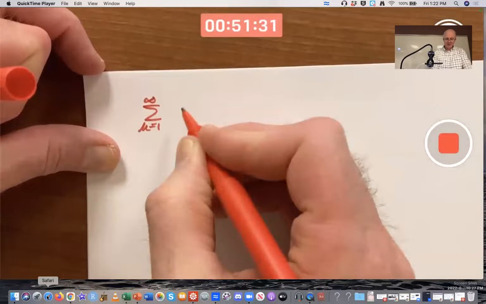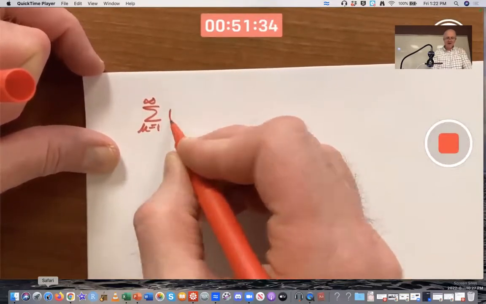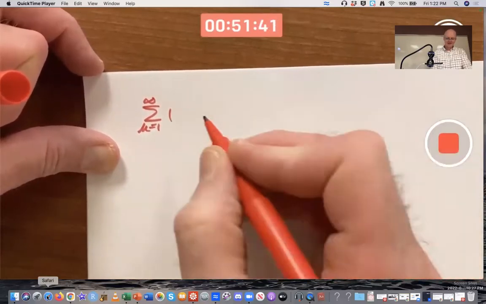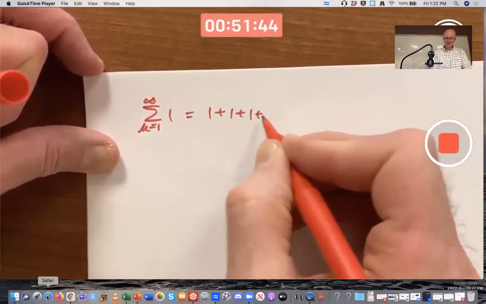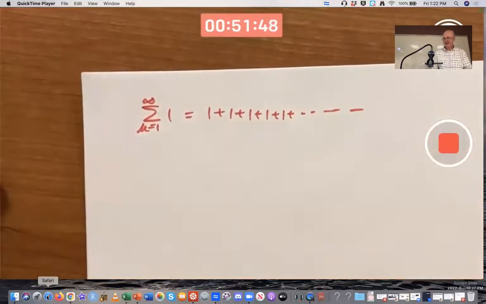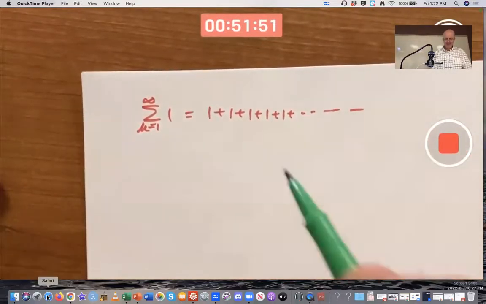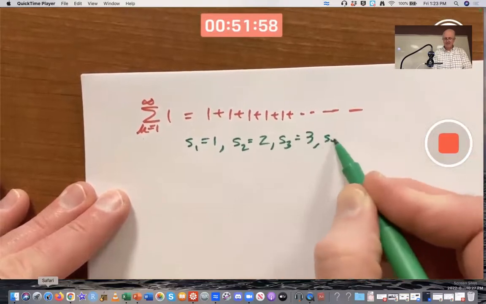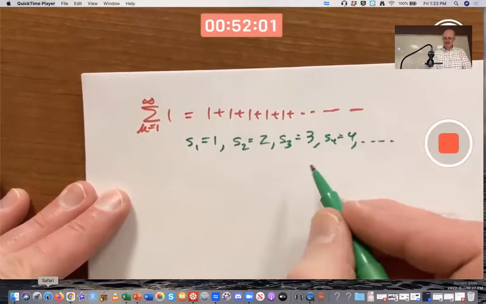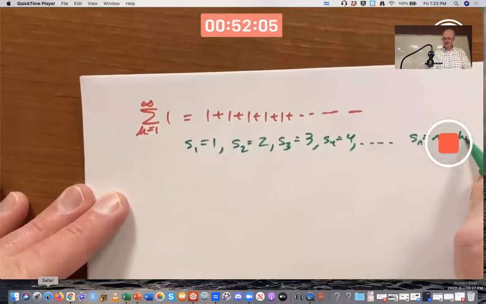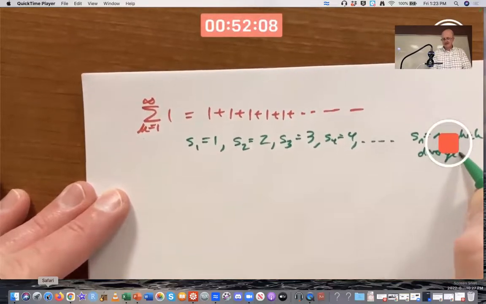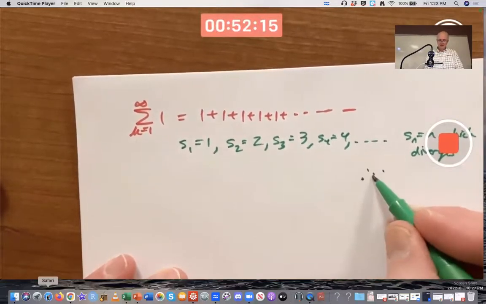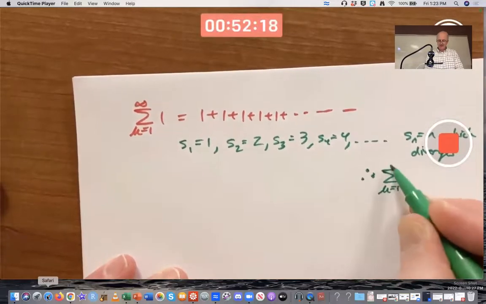Series or summation k goes from 1 to infinity. Let's make it really simple. 1. What does that equal? 1? No. Realize what it means. It means 1 plus 1 plus 1 plus 1 plus 1 forever and ever. I hope it's pretty intuitive that that diverges. S1 is 1, S2 is 2, S3 is 3, our old favorite sequence from Wednesday. And Sn is n, which diverges, does not exist. The limit does not exist, I should say. Therefore, the series diverges. Okay, pretty obvious.